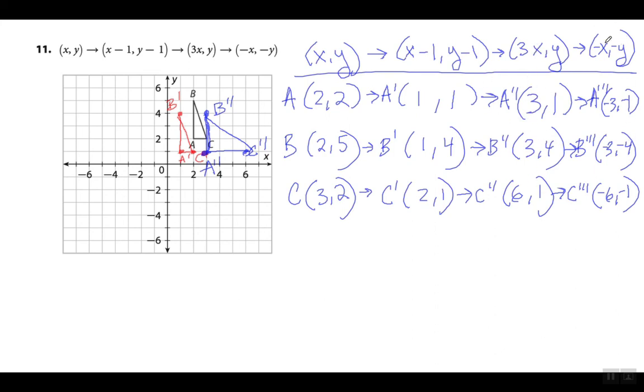The last transformation: when the x and the y stay in the same place and you change their signs, that's a 180-degree rotation. So let me plot the points. A triple prime is at -3, -1. B triple prime is at -3, -4. And C triple prime is at -6, -1. Okay, and that's my final spot.